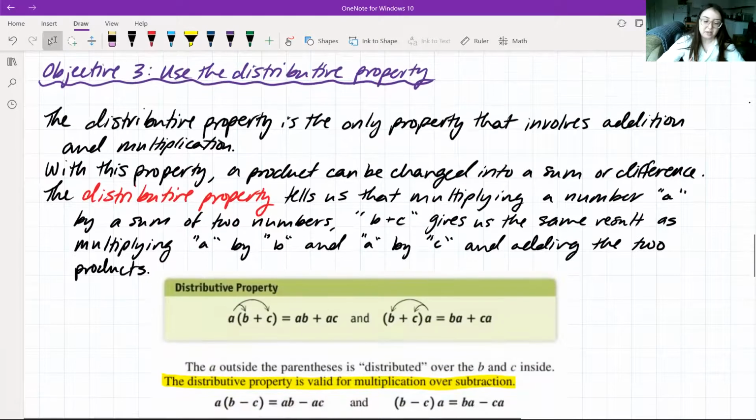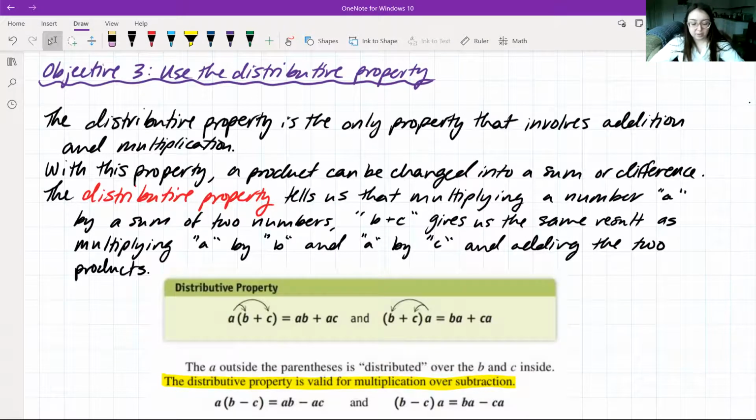So our last property for objective 3 is using the distributive property. The distributive property is the only property that involves addition and multiplication. Each one of our properties we saw before had different things we had to deal with when we had addition and multiplication. With the identity property, we add 0 for addition, and we multiply by 1 for multiplication. So we see there are these differences between addition and multiplication, but our distributive property combines these.